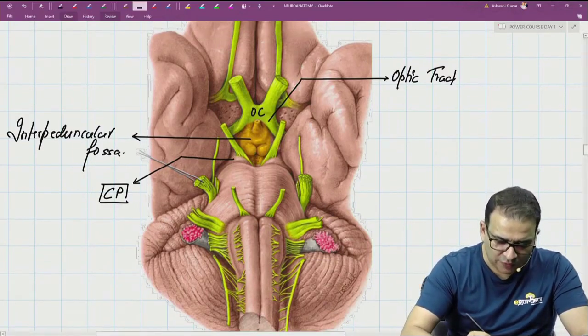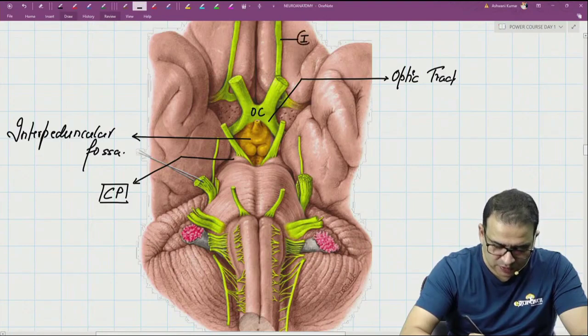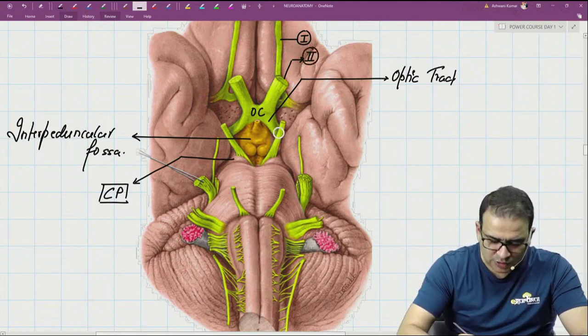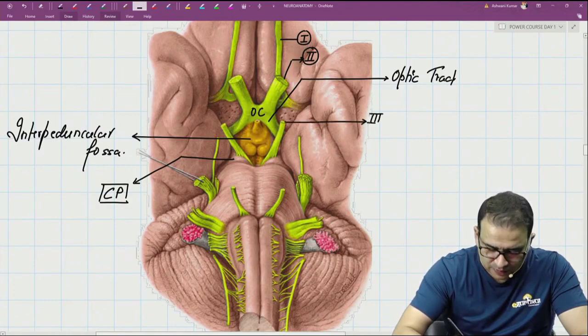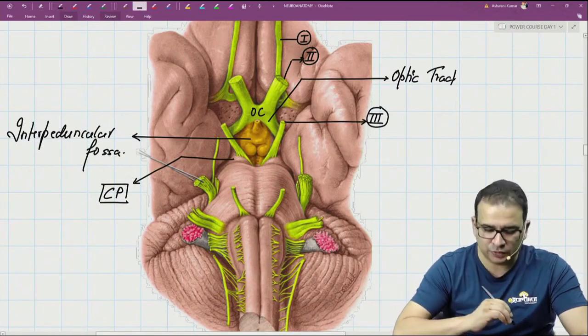This here obviously is the olfactory tract. That's the first nerve. This is the optic nerve without a doubt. The only nerve that you see present in the interpeduncular fossa, guys, the only nerve in the interpeduncular fossa is the third nerve.